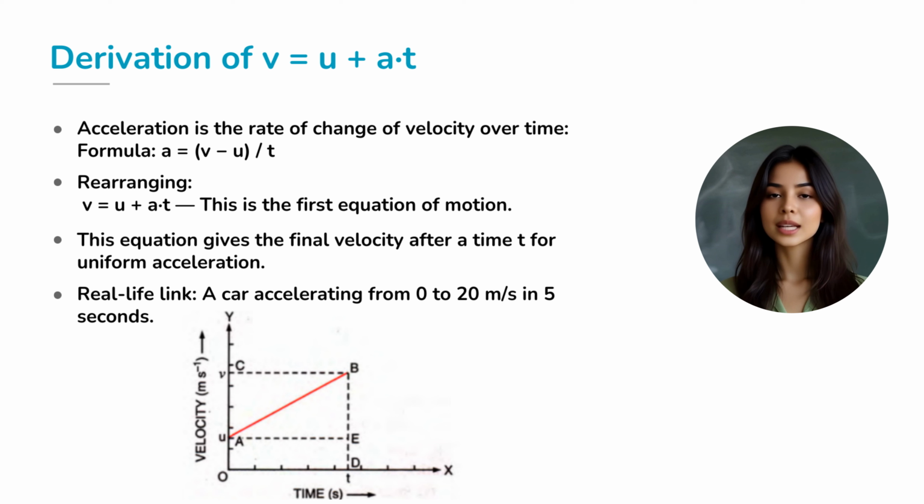If it's accelerating at a constant rate, as you can see in the velocity time graph in figure 2.45, the velocity increases in a straight line starting from point O with initial velocity u and reaching final velocity v at point C. Just like how a car goes from 0 to 20 meters per second in 5 seconds with steady acceleration, this equation tells you how fast it ends up going.